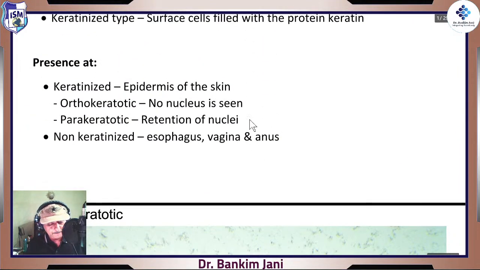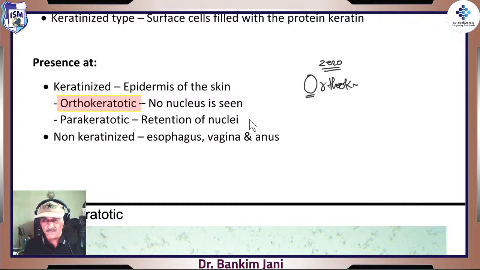One small point about orthokeratotic and parakeratotic. Just remember, chances are high that we might forget the differentiation between them. But when I write ortho, orthokeratotic, okay, that's okay. But this O looks like zero. Correct? It looks like zero. Zero means nothing. Zero means nothing. That means no nucleus.